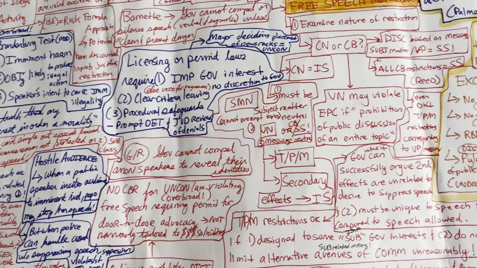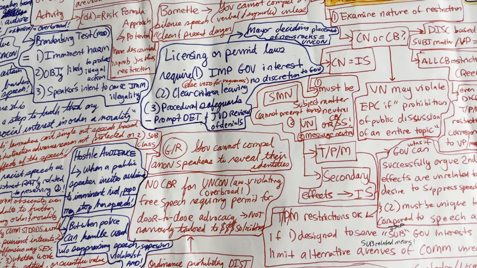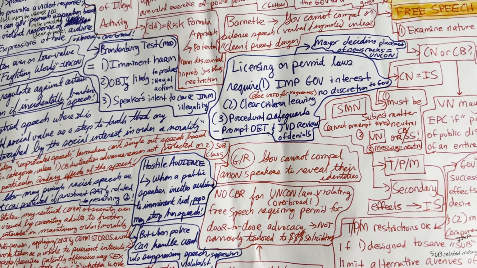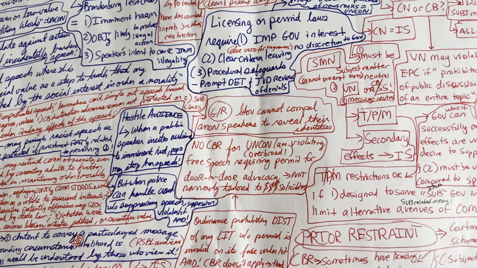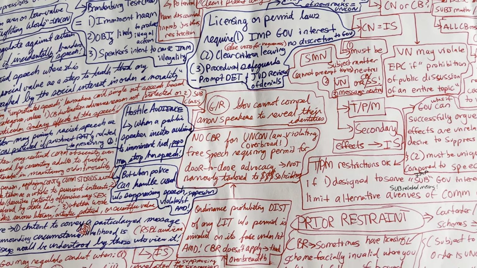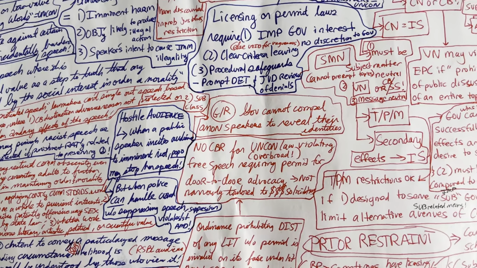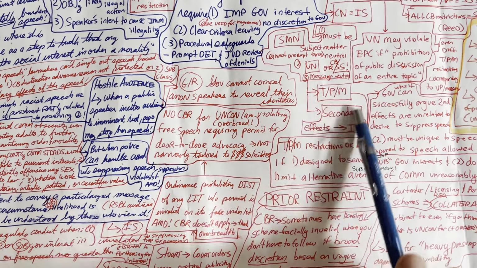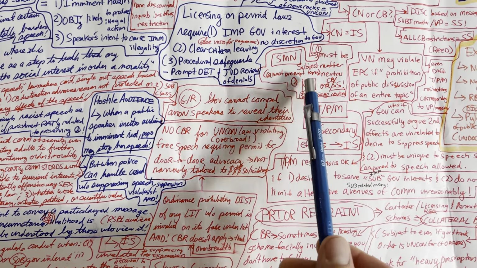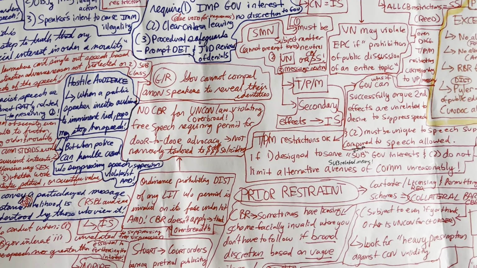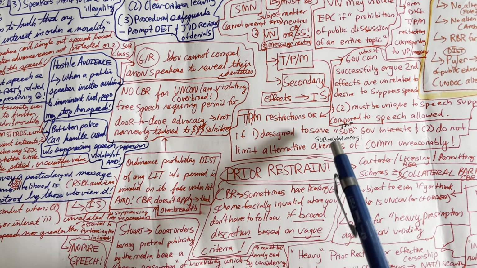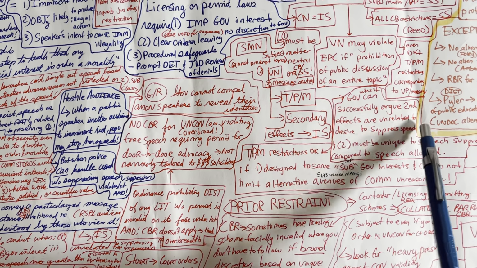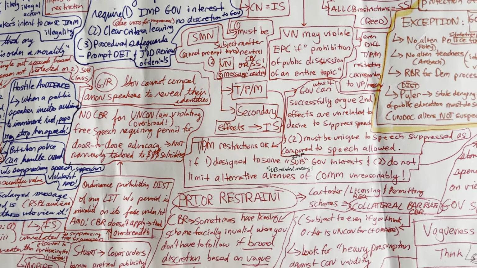Argue both. Viewpoint neutral may also violate the EPC if it is a prohibition of public discussion of an entire topic. So that's basically closing the venue or closing the forum for free speech entirely. And remember that, however, this is distinguished from time, place, and manner restrictions. Secondary effects of viewpoint neutral restrictions will usually get intermediate scrutiny. And the government can actually win if it can successfully argue that the secondary effects are unrelated to a desire to suppress speech, such as that example of blocking traffic.